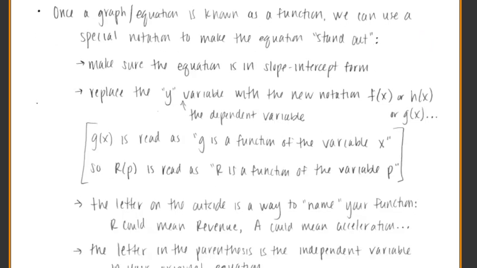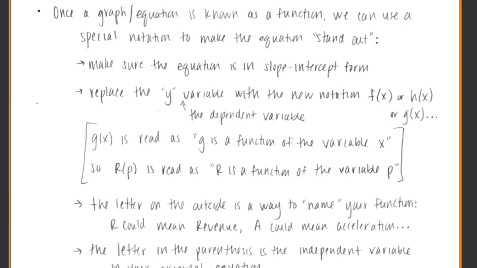Once you have checked for the vertical line test, or the one thing in, one thing out test, and a graph or equation is known to be a function, we have a special notation for it. We almost want to declare it a function. It's got this title, now let's declare it. Let's make it stand out a little bit more.